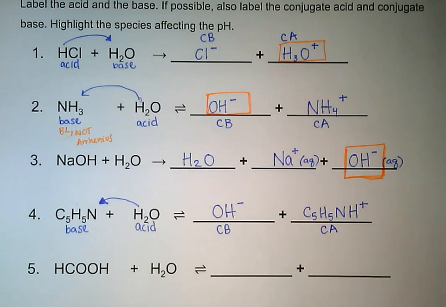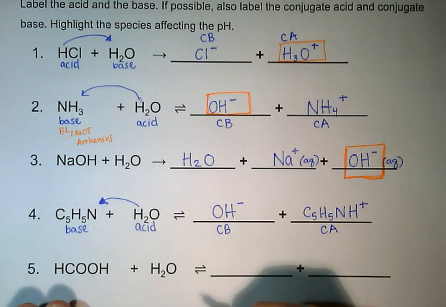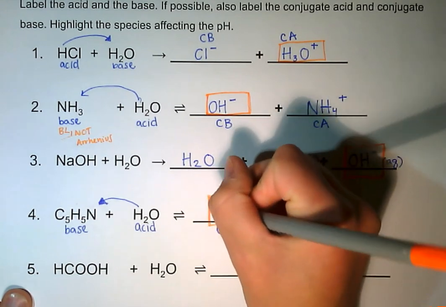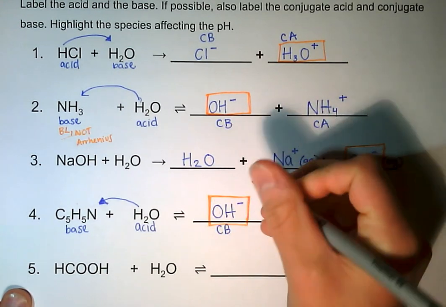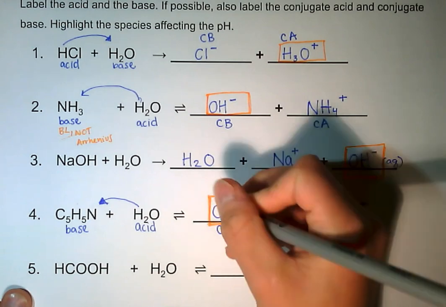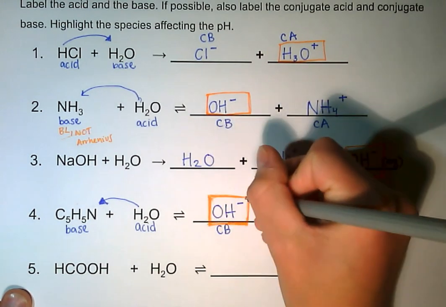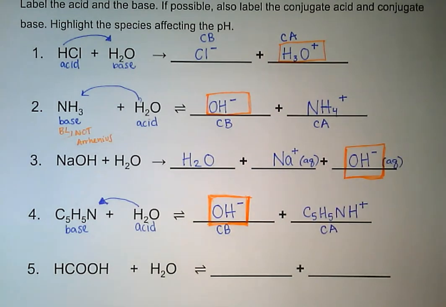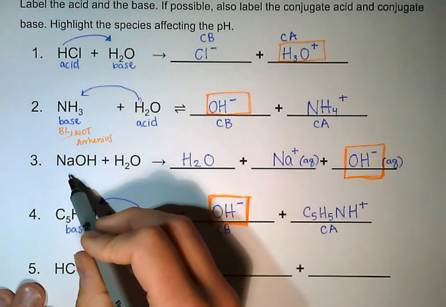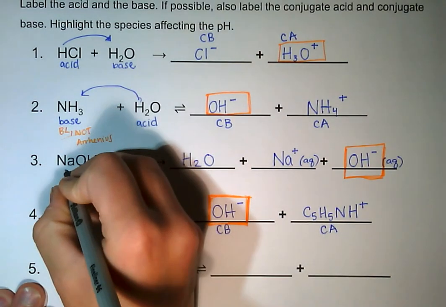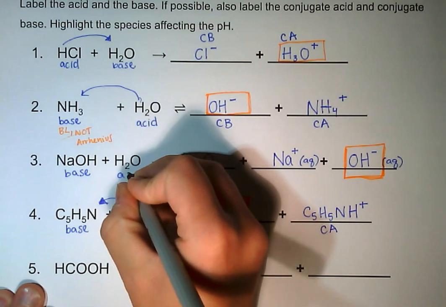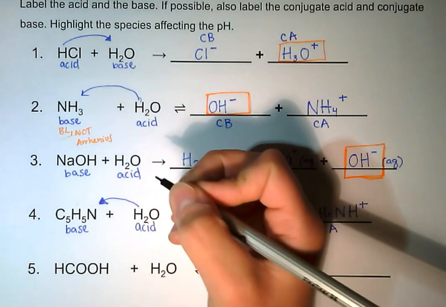And then finally, we just need to highlight the species affecting the pH, which is the OH minus, the hydroxide. So I'm just going to box that in, really highlight that to make sure we know that that is what is affecting the pH of our solution. And I just realized we did not label the acid and the base in this final problem. This is the base, and water would have to be the acid by a process of elimination.